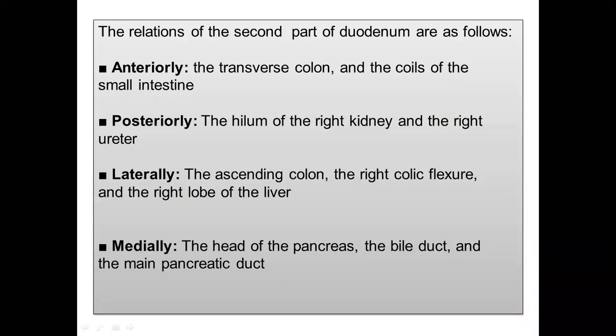Yes, just one thing, ma'am. In the second part of the duodenum, anteriorly we have the transverse colon as well as the small intestine. Both of them are there in the anterior relationship. Otherwise, the rest of it you explained really very well and beautifully.